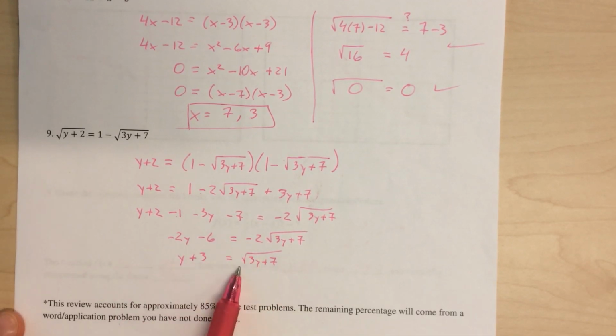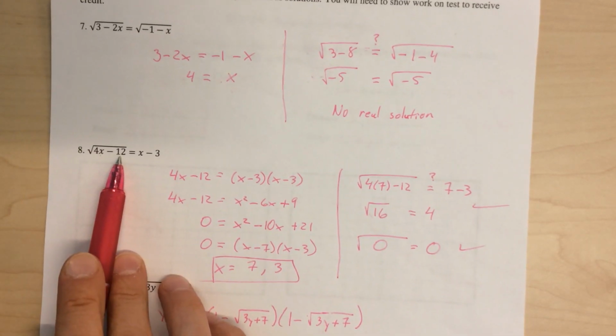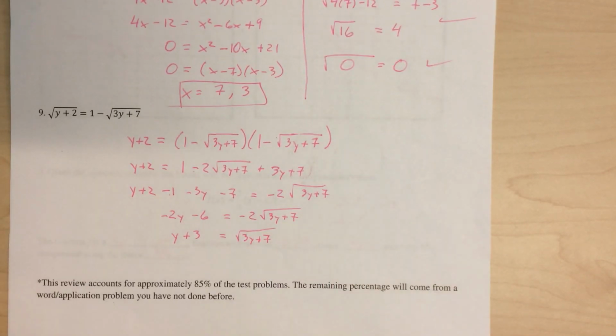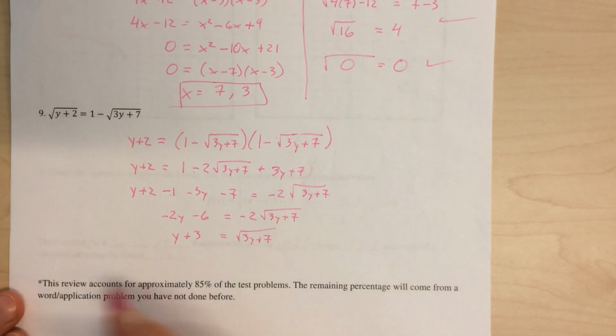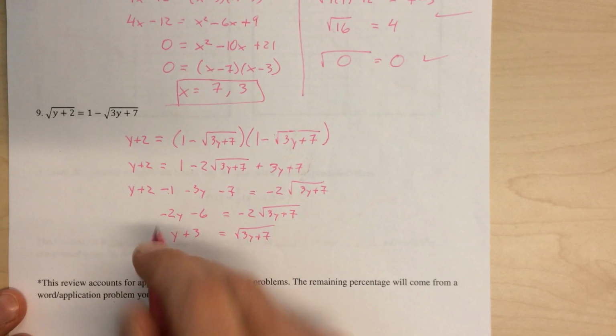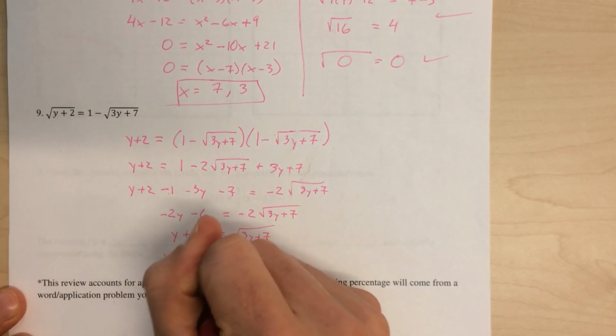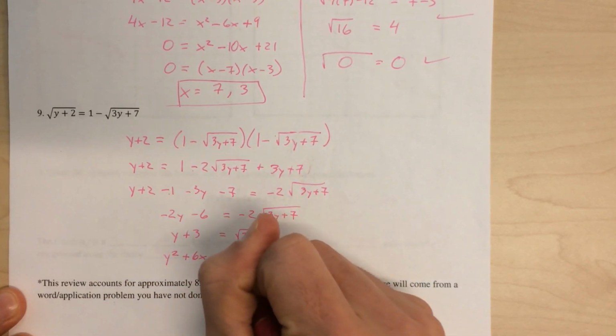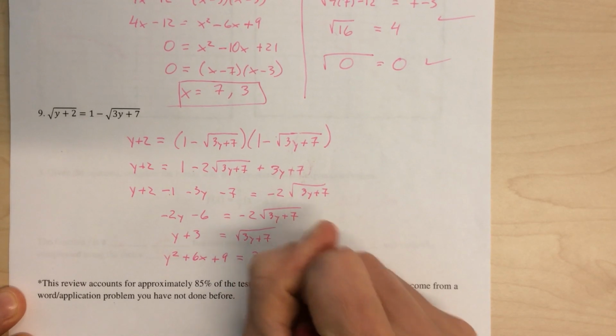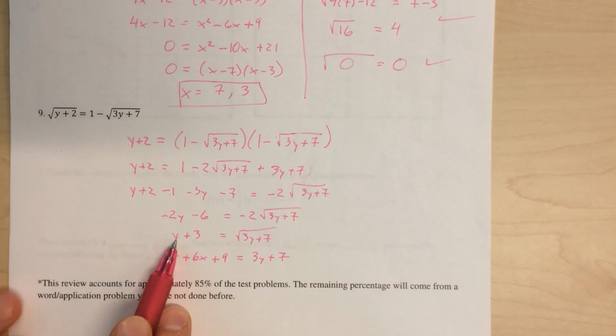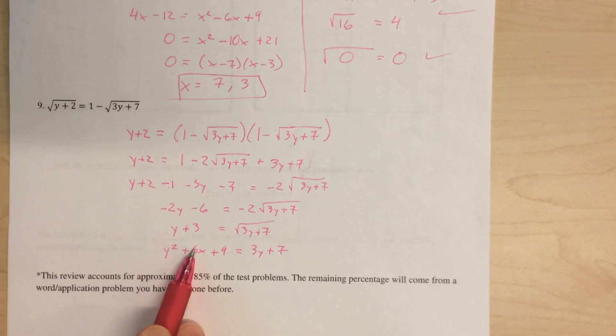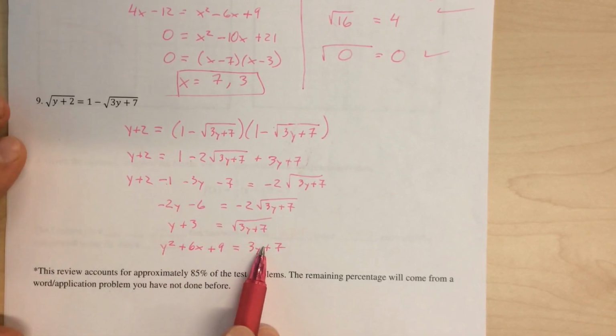Now this actually looks like what we had in 8 at the beginning. So we finally get to a point that's going to mimic that work. Okay, so we're going to square again. This side's going to give you y squared plus 6x plus 9 is equal to 3y plus 7. Remember, this is the binomial getting squared out, and you get those extra terms in the middle. The radical just drops from there.